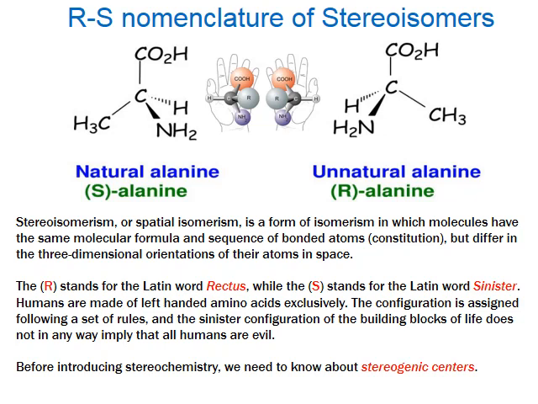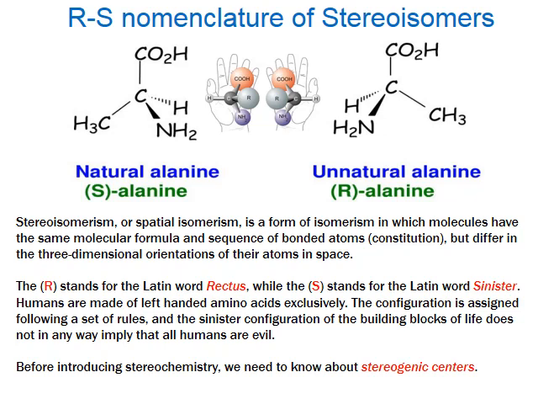A right-handed configuration is denoted by the letter R. A left-handed configuration is denoted by the letter S. The R stands for the Latin word rectus, while the S stands for the Latin word sinister. Humans are made of left-handed amino acids exclusively. The configuration is assigned following a set of rules, and the sinister configuration of the building blocks of life does not in any way imply that all humans are evil.